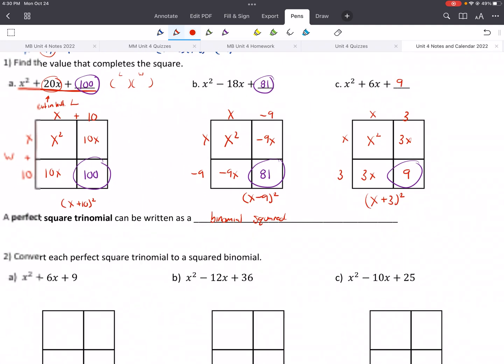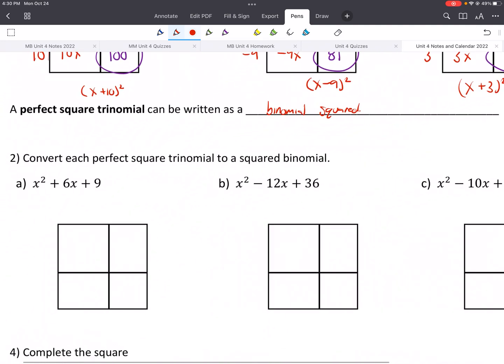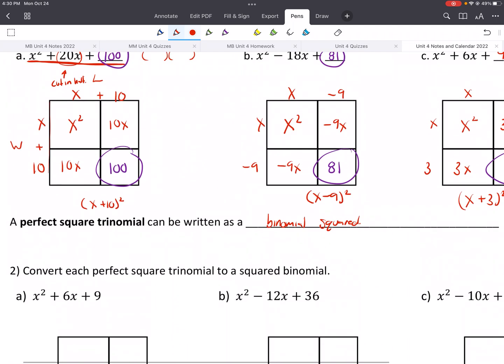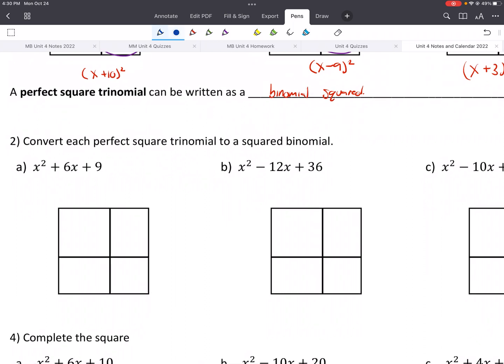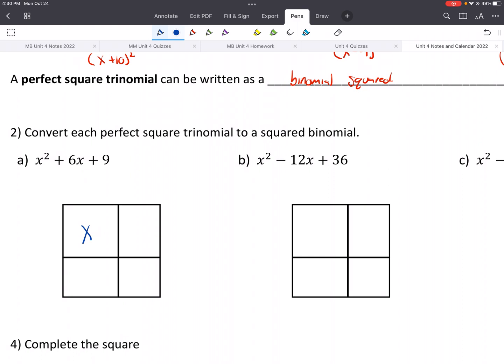Okay, so we're almost there, guys. Alright, so these ones say convert each perfect square trinomial into a squared binomial. So basically it's the same thing over here, except we already completed the square. Maybe we'll do one of these. Alright, so we have x squared. Again, that's x times x. We have our middle term, cut it in half, so 3x and 3x. And then we know that this is 9. Okay, so if we factor out the greatest common factors, here we just get x plus 3 squared.